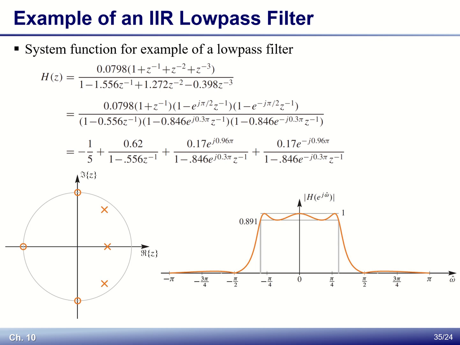And here is another example of an IIR low pass filter. Here the pole is close to a lower angle like this. So here will be a certain value, and here will be a smaller value like this. So we call it a low pass filter.